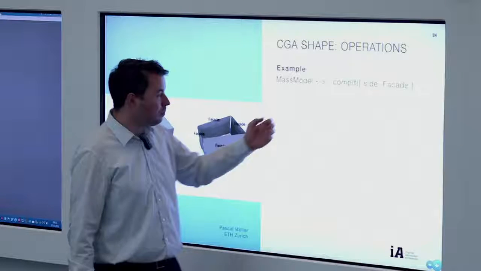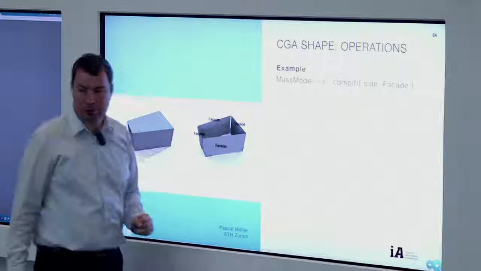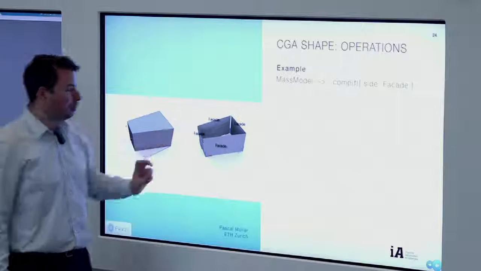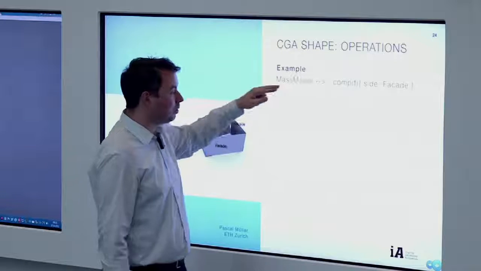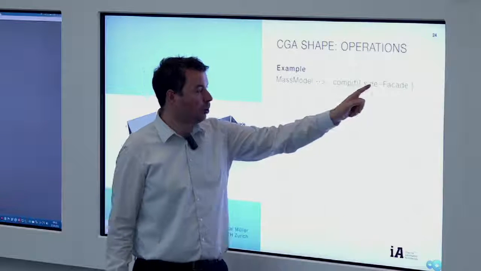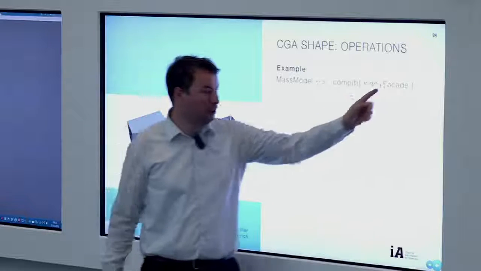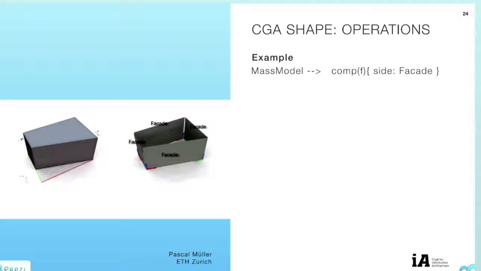And this component split just reduces the three-dimensional space to two-dimensional spaces. So in that case, we have a mass model, and this mass model is split into faces. Therefore, comp and f. And everything on the side is called facade. So these elements here are all called facade. That seems to be very simple, but it's very crucial to understand later on why certain codes work and why not.